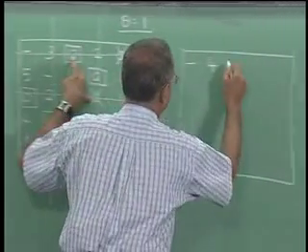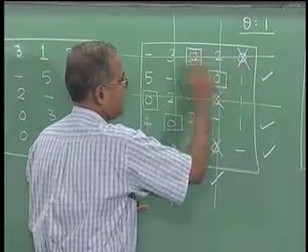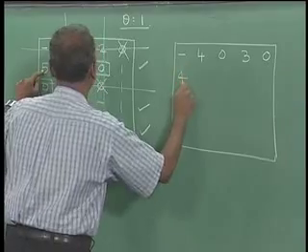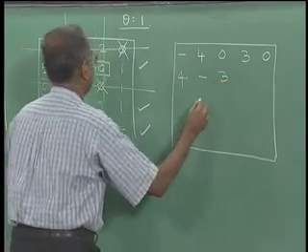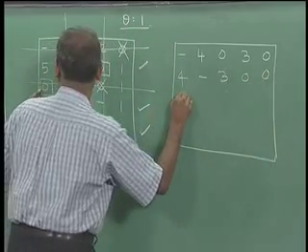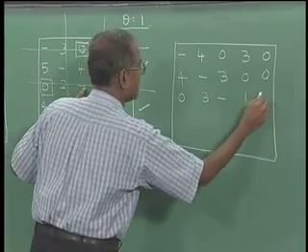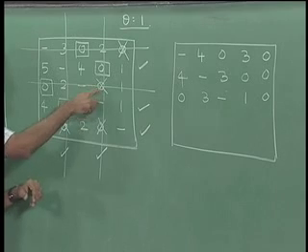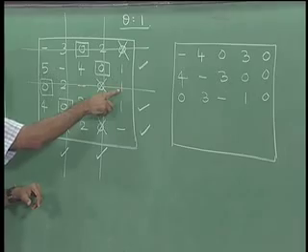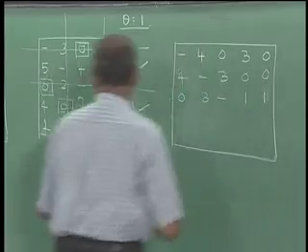So, dash 4, 0, 3, 0. These zeros remain as 0 because there is only one line passing through them. Now, this becomes 4, dash, 3, 0, 0, 0, 3, dash, 1, 0. This 1 comes because there are 2 lines passing through. So, 0 plus theta, so you get 1. Here there is only one line passing through, so this will remain as 1.